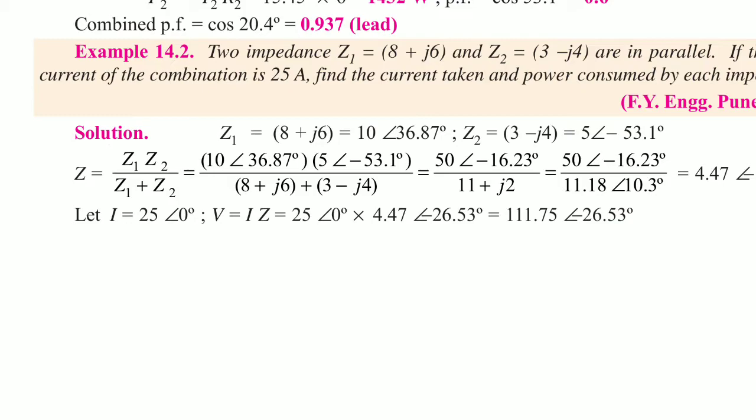Substitute current in this equation. So 25 angle of 0 degrees into 4.47 angle of minus 26.53, that is the resultant current. The resultant voltage is 111.75 angle of minus 26.53.